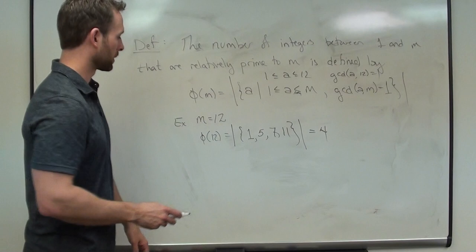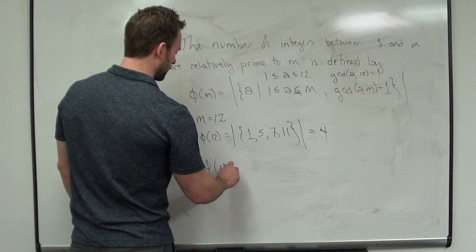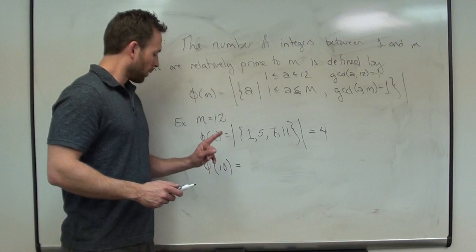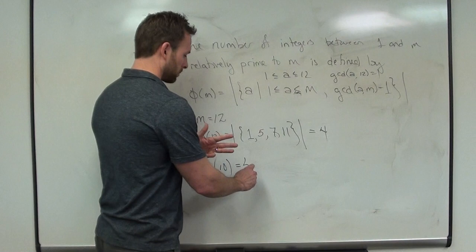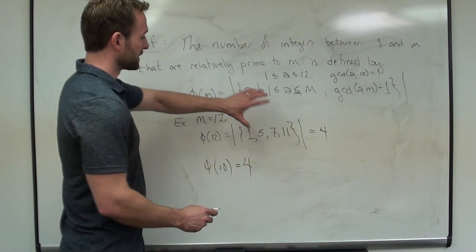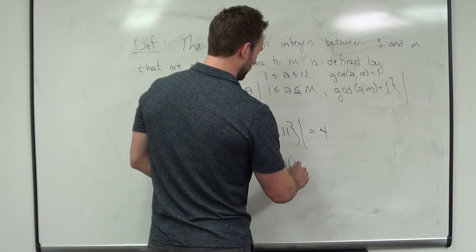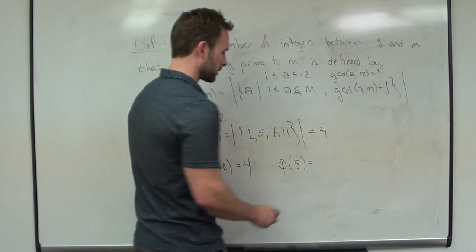What if we look at phi of 10? We won't write out the set this time, to make sure we understand what we're talking about. So what guys between 1 and 10 are co-prime to 10? We have 1, 3, 7, and 9, right? That turns out to be 4 also. Hopefully I got that down because I went through that in my head. So phi of 10 is 4. I want to make sure we understand: it's not the set, it's the cardinality of the set. How about phi of 5? Phi of 5 would be 1, 2, 3, and 4, right? So that's going to be 4.